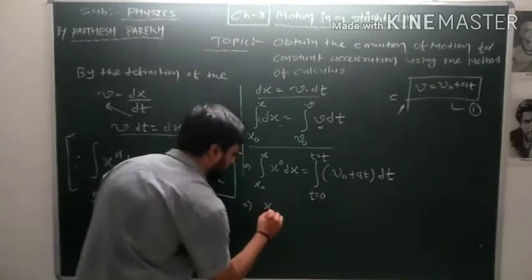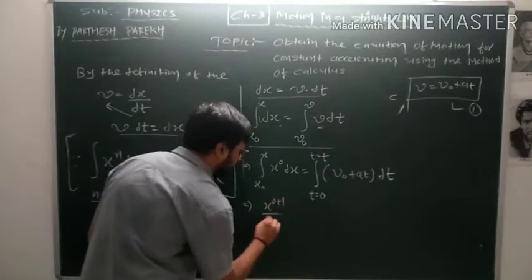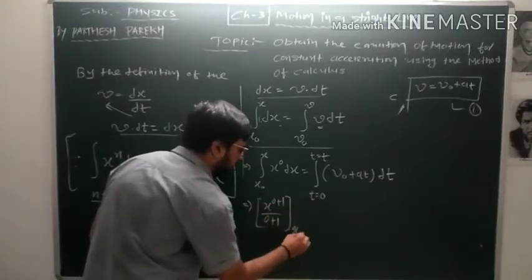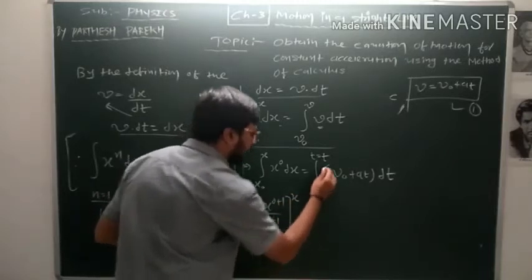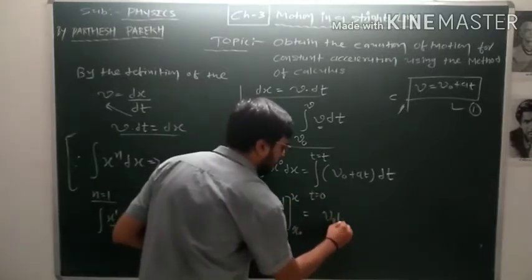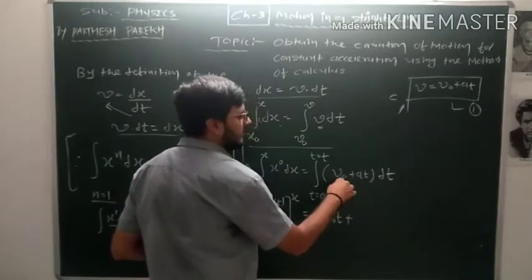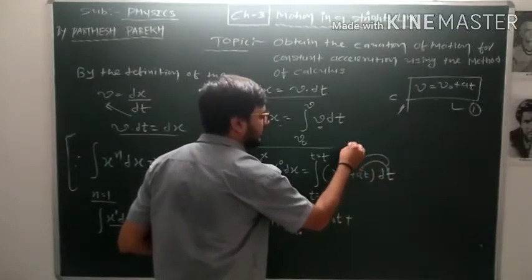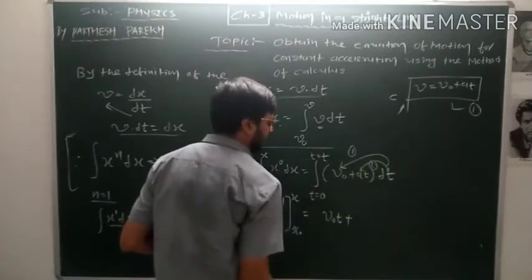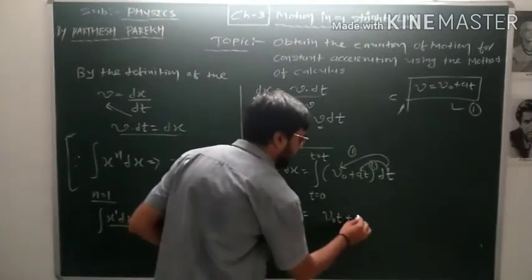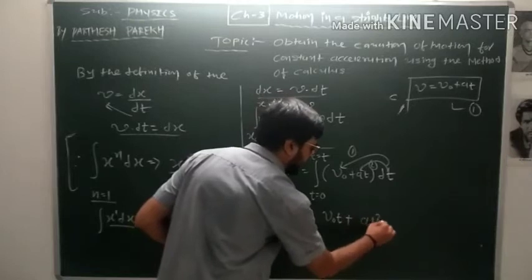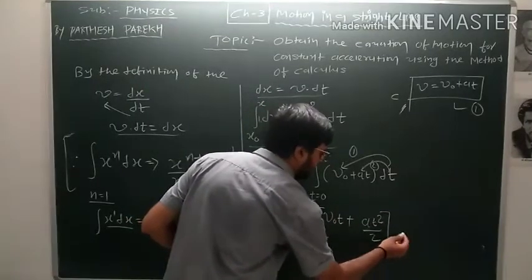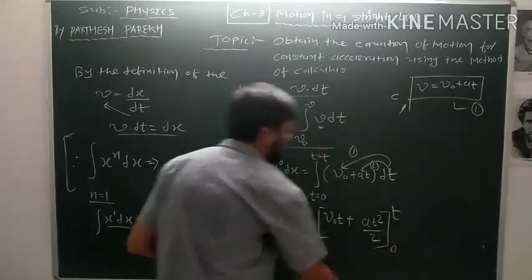So x raised to 0 plus 1, with lower limit and upper limit. Here v naught t, multiplying this way. This is the first step, this is the second step. So v naught t plus a t square by 2. This way we can write this.